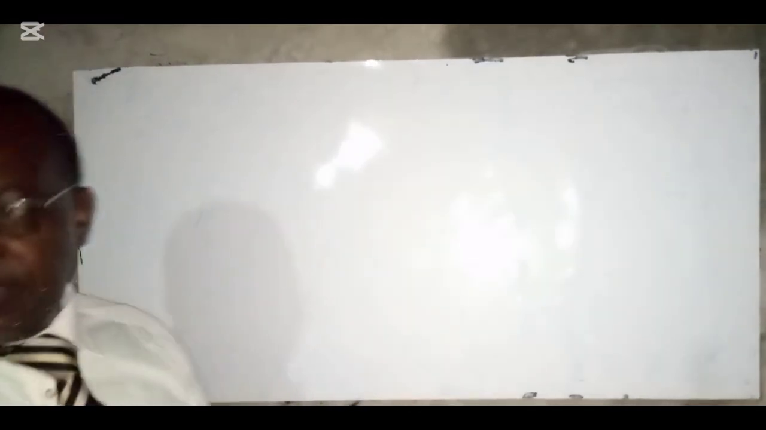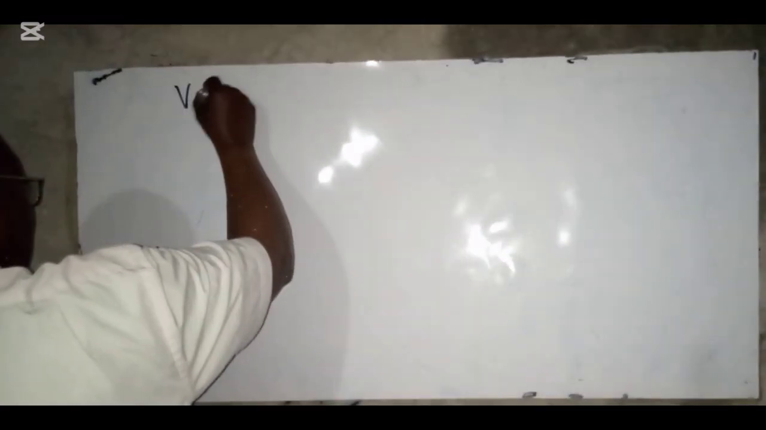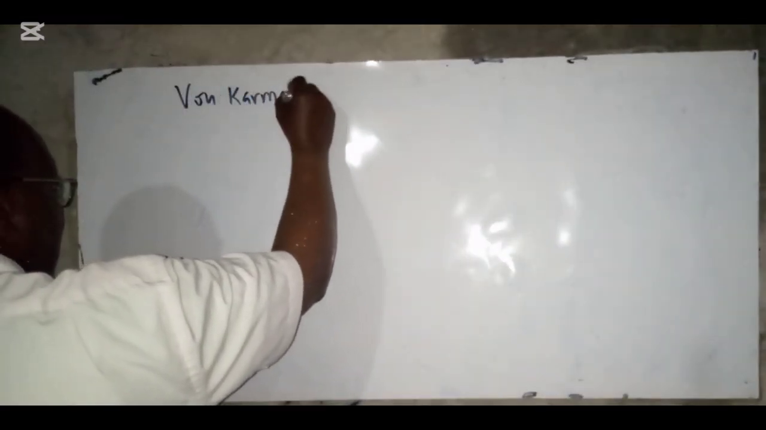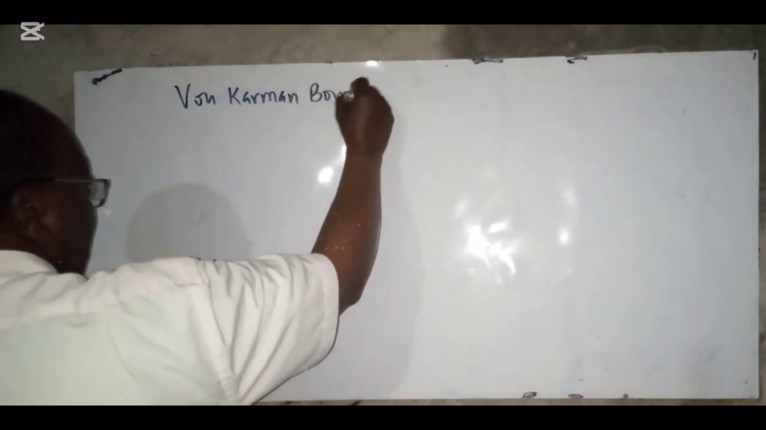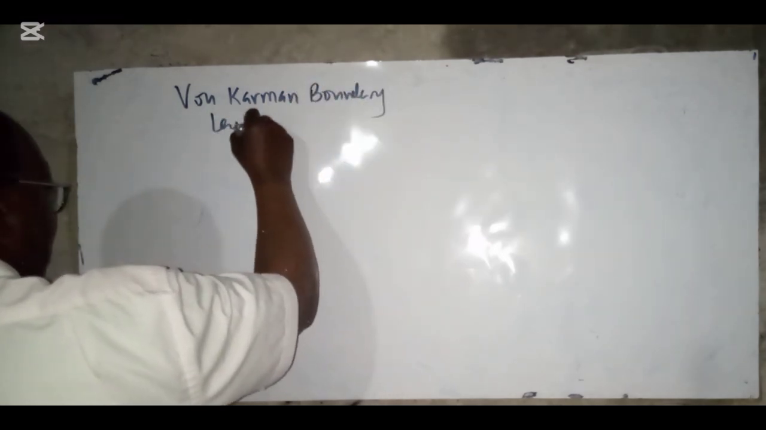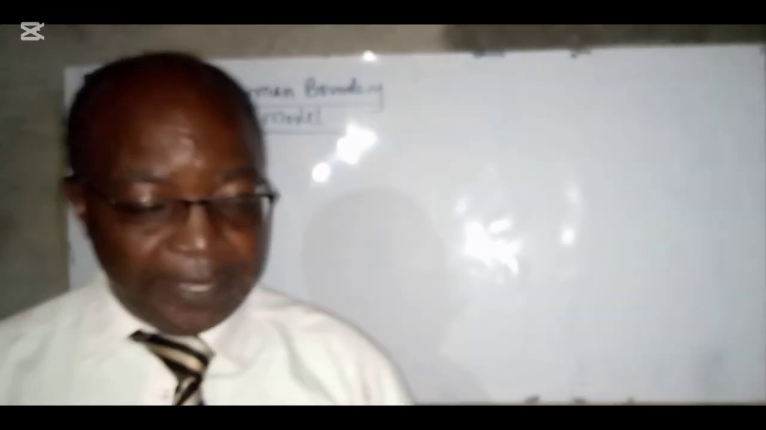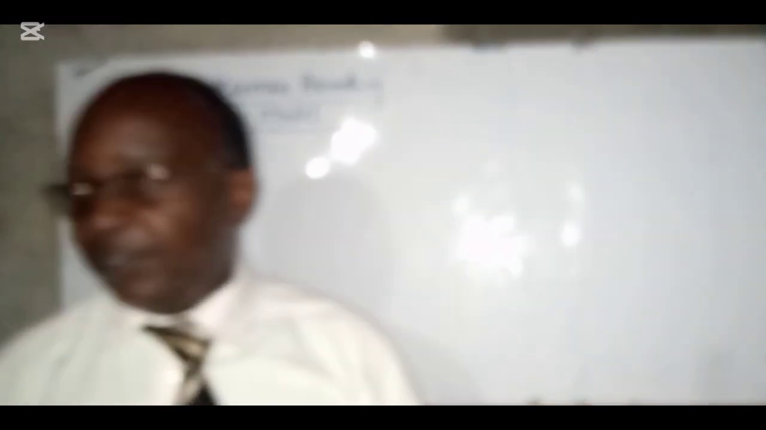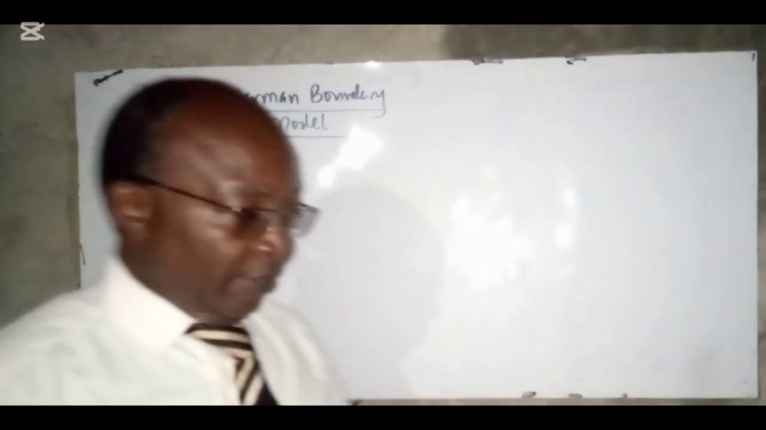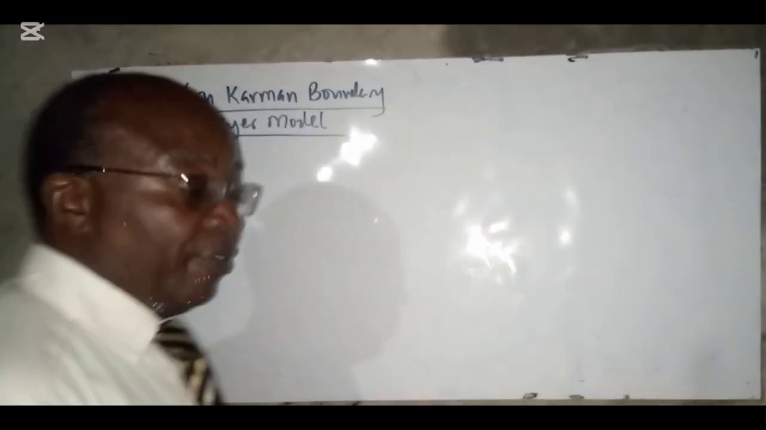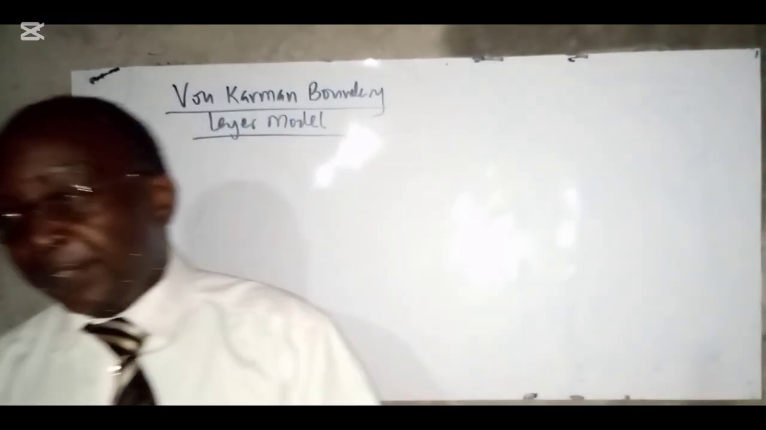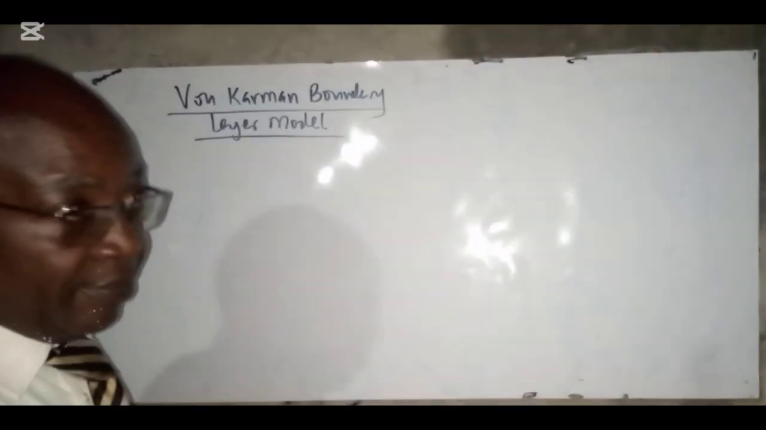Today I want to look at the Van Karman model for a boundary layer. Remember, we just looked at the Prandtl-Taylor modification of the Reynolds analogy for calculation in terms of the ratio of the heat transfer to the shear stress in the system. And it was a good modification, if you recall.